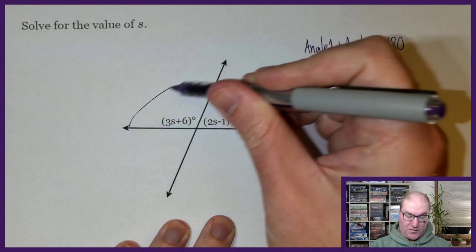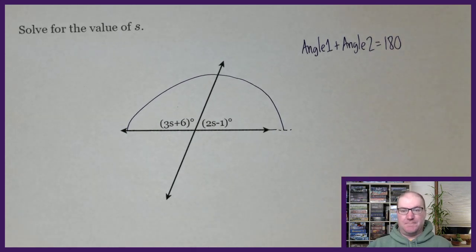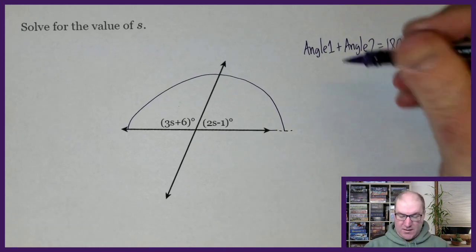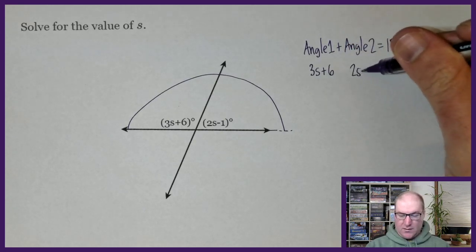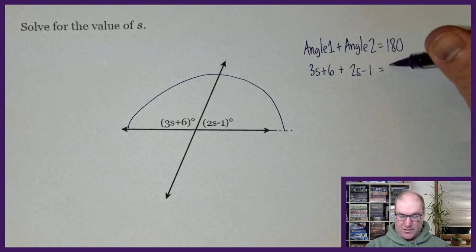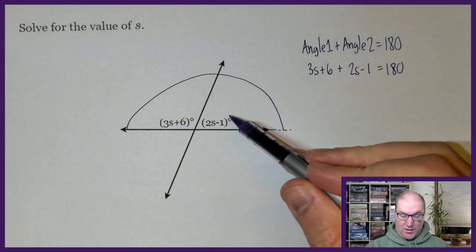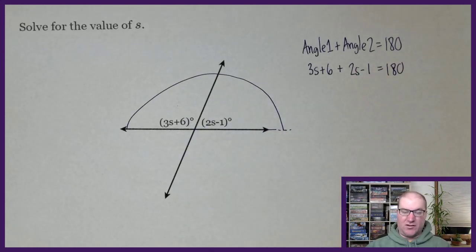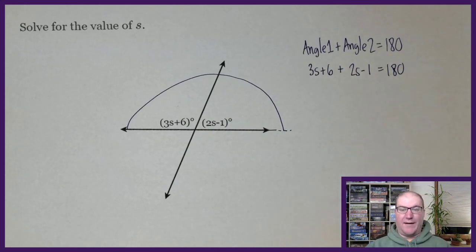Because if you look at it, these two angles, if I put them together, would make a line, right? They would make 180 degrees. So all I have to do to find the value of s, like this question says, is plug in the two angles like this into this setup. This angle is angle 1 and this angle is angle 2. Doesn't really matter, you could switch them if you wanted. But the important thing is that the two angles combine to be 180.